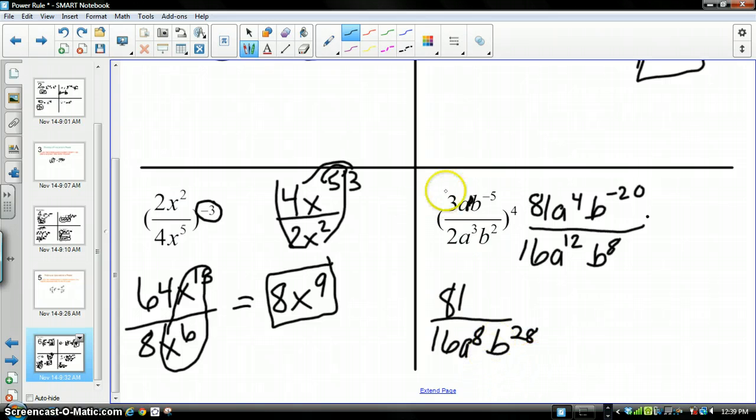So there you have it. Here's our answer. And now you guys know all of the exponent rules and will hopefully remember them forever.